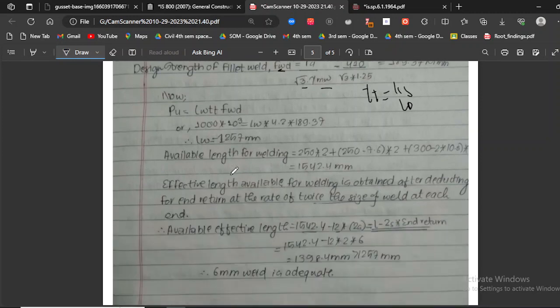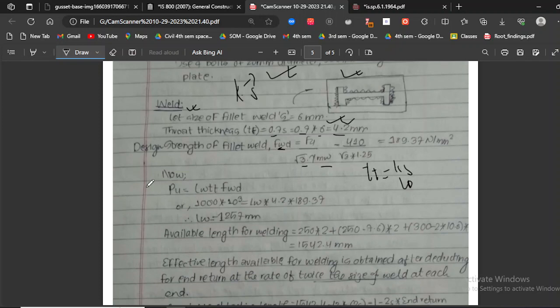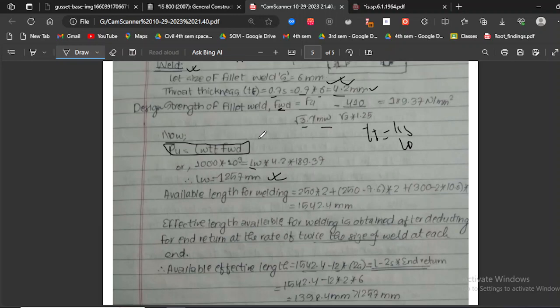Now we need to find our required length of the weld. In order to find it, we will be equating it with our load. So Pu equals LW into TT into FWT. We have the value of Pu as 1000 into 10 to the power 3, LW into TT is 4.2, into FWT, the design strength of fillet weld, which is equal to 189.37. I got my required length of weld as 1257 mm. So this much amount of weld needs to be done in order to weld this structure together.